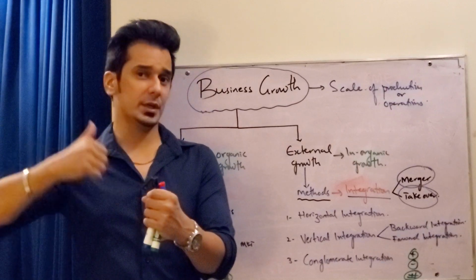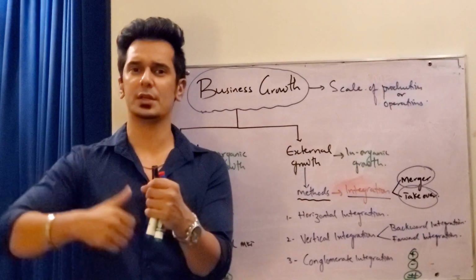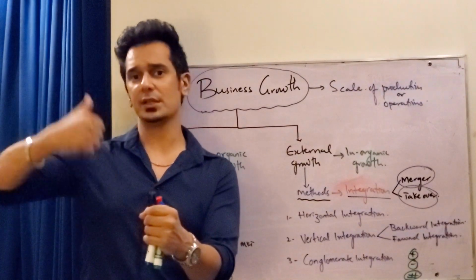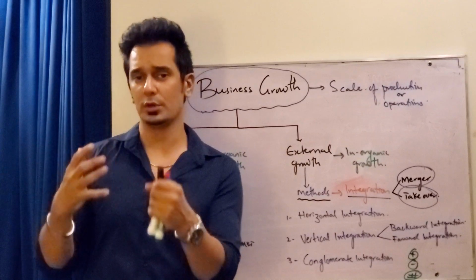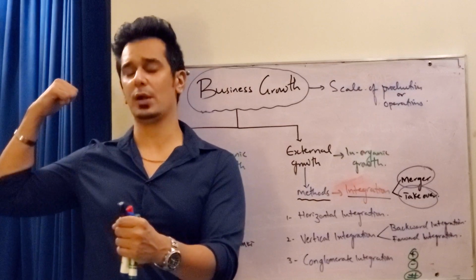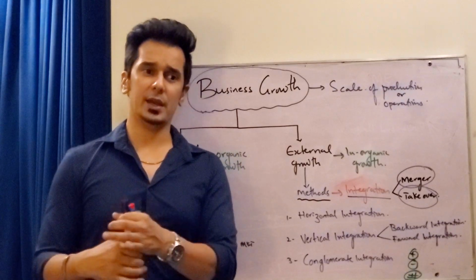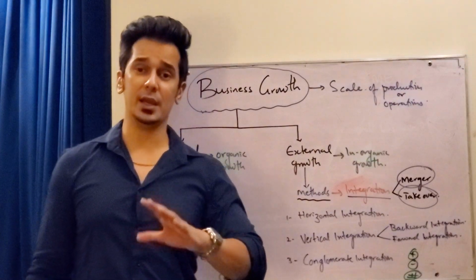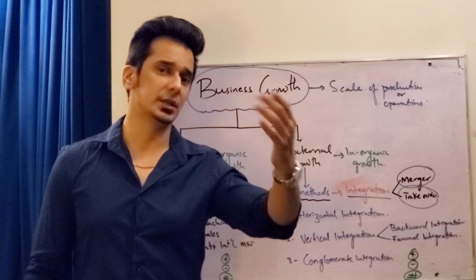Now let's talk about vertical backward integration. Let's suppose I am a furniture maker, what would be vertical backward integration? If I integrate with a wood supplier, that would be vertical backward integration. If I need wood to make my furniture, and I integrate with the supplier, that's vertical backward integration. What would be vertical forward integration? If I'm a furniture manufacturer and I integrate with a sales outlet, that would be vertical forward integration.